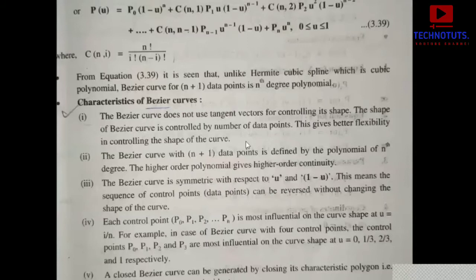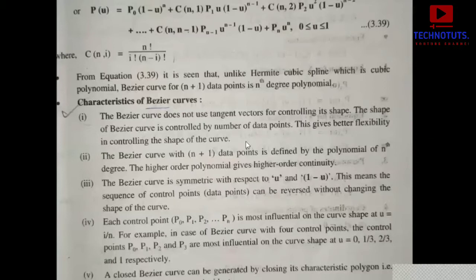The desire curve does not use tangent vectors for controlling its shape. The shape of desire curve is controlled by number of data points. This gives better flexibility in controlling the shape of the curve. Suppose the number of data points increases, the flexibility for controlling the curvature also increases. Okay. The Bezier curve with n plus 1 data points is defined by a polynomial of nth degree.